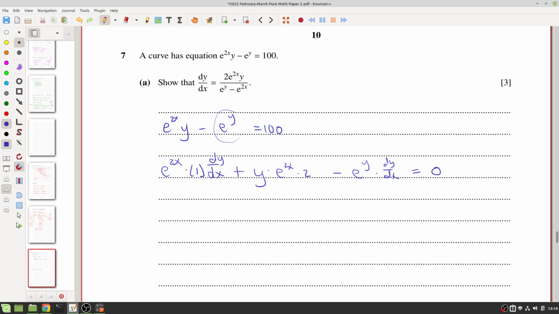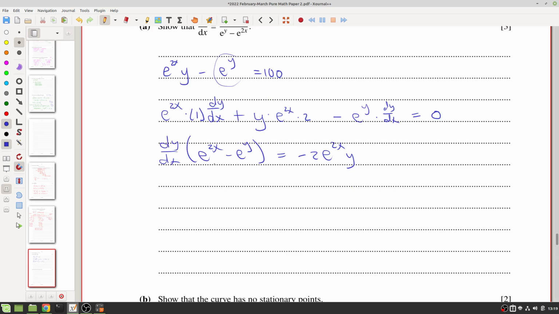Let's factor out the dy dx. And what's left here is e to the 2x minus e to the y equals, and then let's take this term across. So that's going to be negative 2e to the 2x y. All right, and then we can divide by this part.